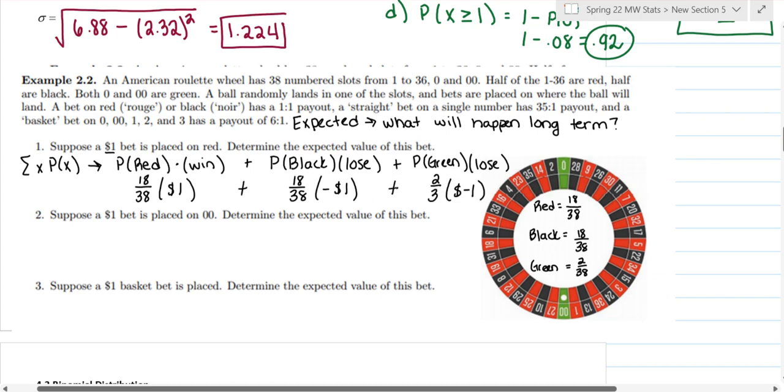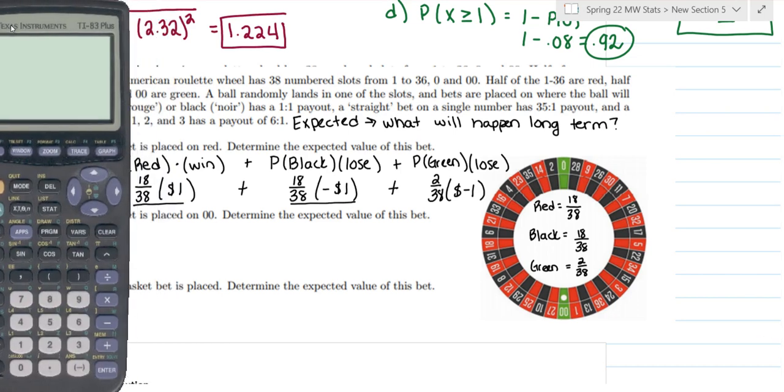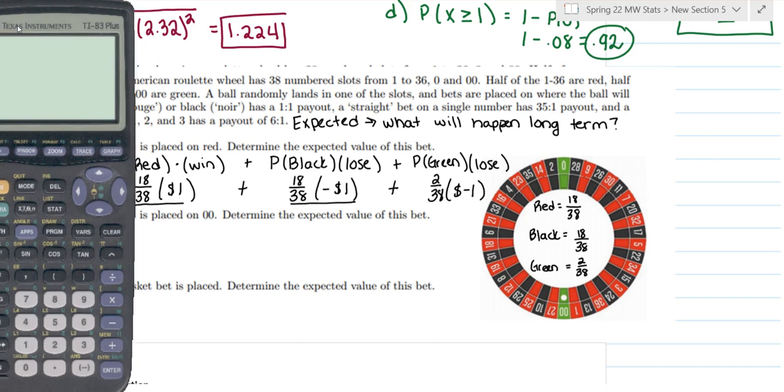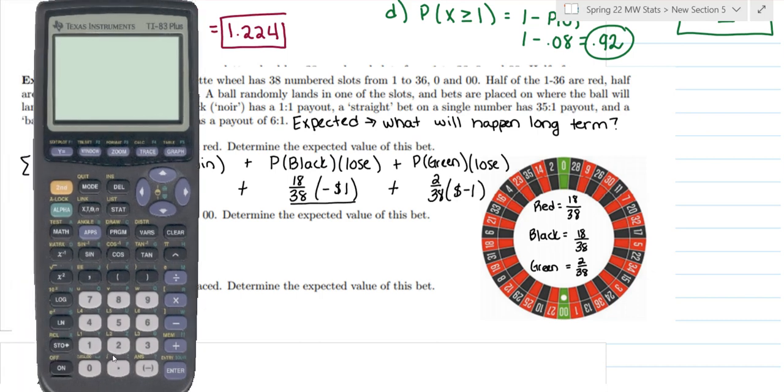And really, if you look at these two here, what's that going to be? That's just going to cancel out. So it's really 2 out of, that should say 38, times negative 1. Sorry. So 18 out of 38 times 1, 18 out of 38 times negative 1, those cancel. So 2 out of 38 times negative 1, negative 0.053.